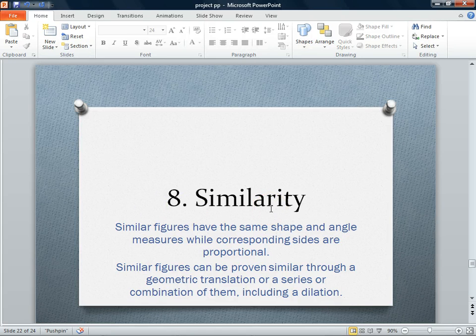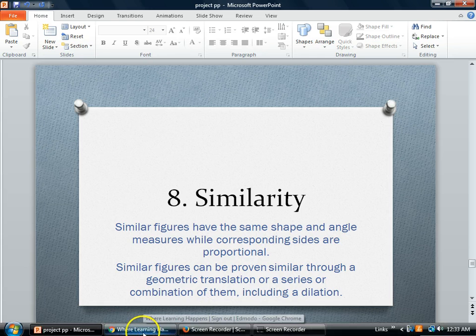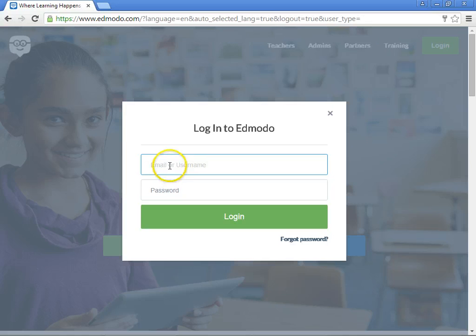We're going to try to show that figures can be proven similar through a series of geometric transformations. And the biggest difference, and you'll see here in just a few minutes, is that to prove images are similar, we include that fourth transformation of dilation. So let's go to our Edmodo site and log in and get right into it.